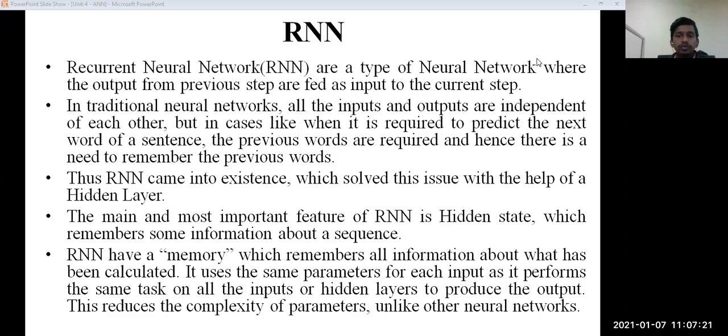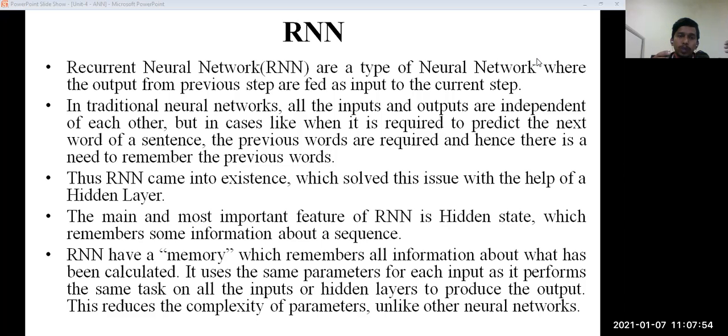RNN has a memory which remembers all information about what has been calculated. This is the important feature: RNN stores information of the previous step or data using a memory. It remembers all the information about the previous calculations and steps. It uses the same parameters for each input, as it performs the same task on all inputs or hidden layers to produce the output.